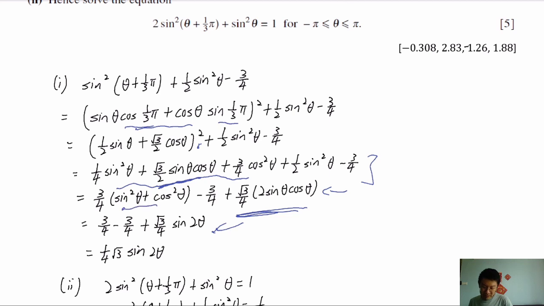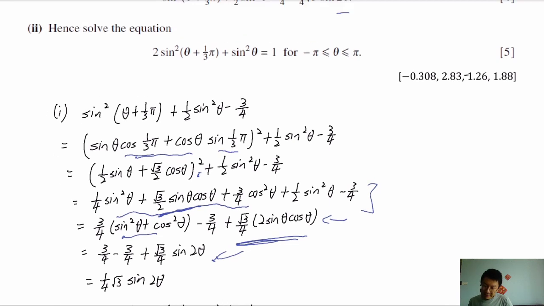And for the previous part, we have a nice result where sine squared theta and cos squared theta are added together. So this gives us only a 1 from there. With that, our 3 over 4 can cancel off nicely, which will end up with this identity. So that would be for the first part.